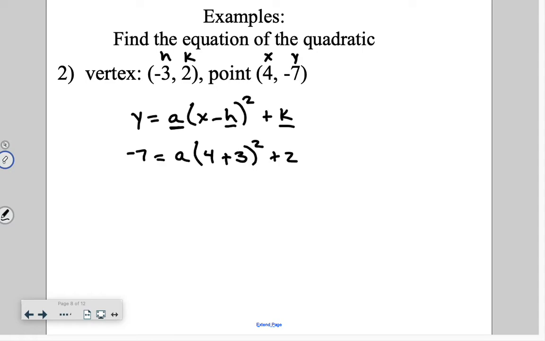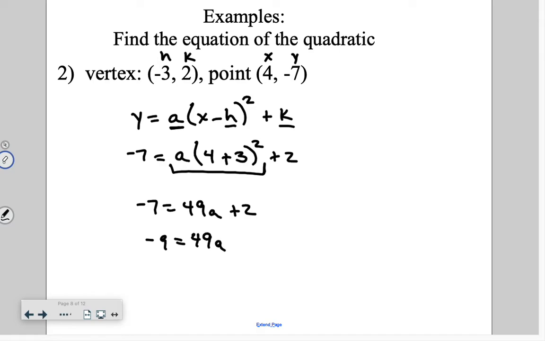So we plug everything in and we can go through and find a. If you're looking at this and wondering where to start, just think of order of operations: parentheses, exponents, multiply, divide. Our main focus will be right here. Let's clean that up. 7 squared is 49. 49 times a gives me 49a, and then we still have the plus 2. Now you can solve for a. We're back to a linear equation. Subtract the 2 over, I get negative 9 equal to 49a.